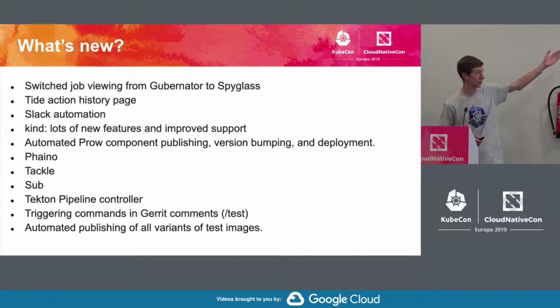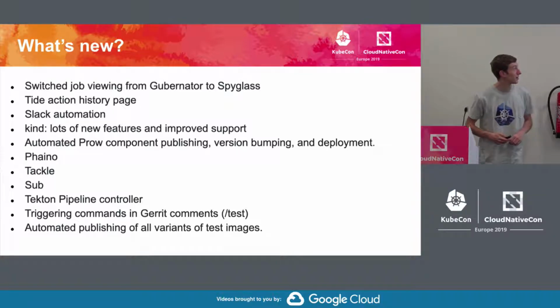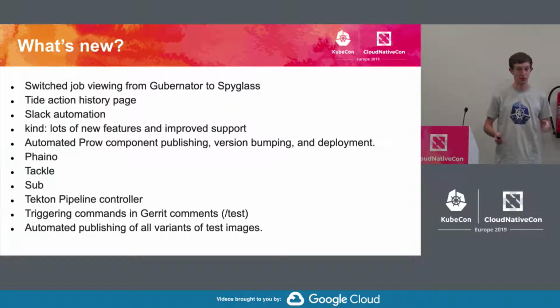Kind has matured a whole lot and has all sorts of new features and improved support. Prow now can update itself, which is pretty sweet. It deploys its own images when code is changed. It bumps its own version and will even deploy itself. All we have to do is just give the thumbs up to go ahead and do that. We have a tool called Phaino, which allows you to run your Prow jobs locally. So it will convert your Prow job to Docker containers so that you can actually test what your job would do in CI before you have to actually deploy it to CI.